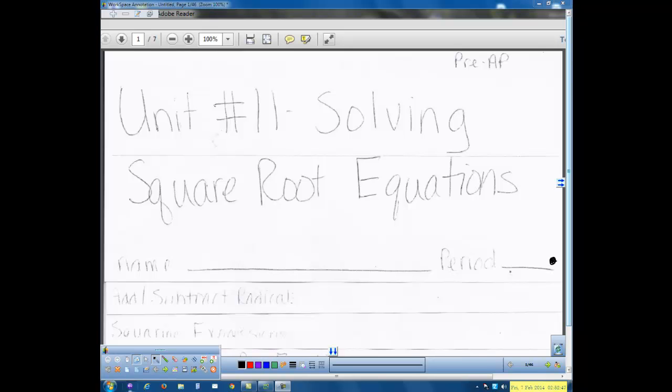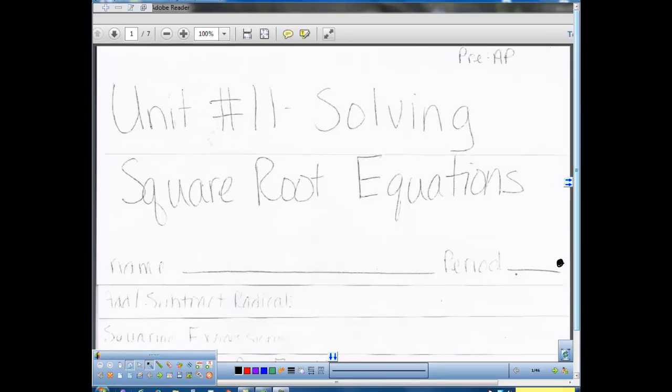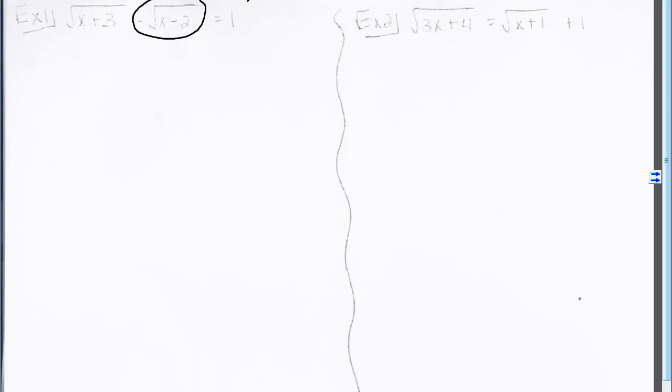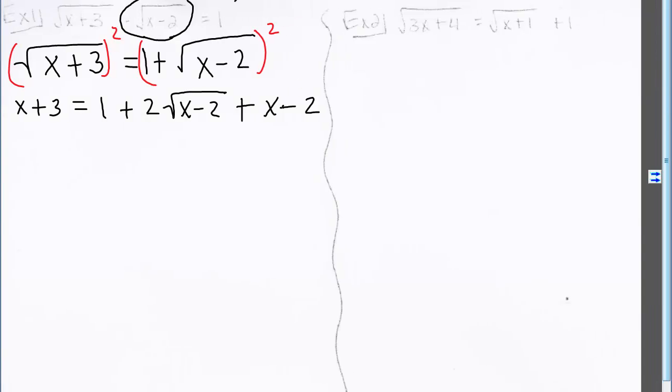We continue Unit 11, solving square root equations with flap 5 in our foldable. Example 1. We need to move the radical to the other side so that there is a radical on each side of the equation. Then we square both sides.